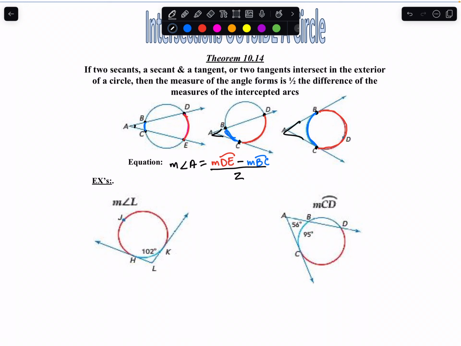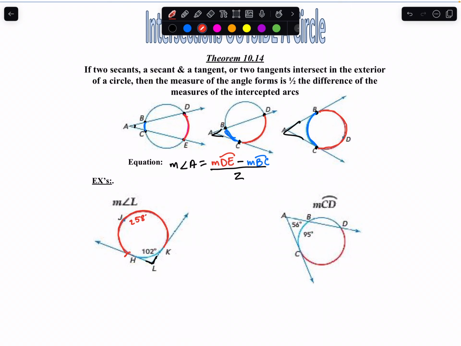So let's try an example. To find angle L, which is located on the outside, we're going to take the big arc, which is the one in red that you can see here. We're going to take that measure. Now we already know the other part of the circle is 102. So to find the measure in red, HJK, we need to take 360 degrees minus 102. So this measures 258 on the outside.